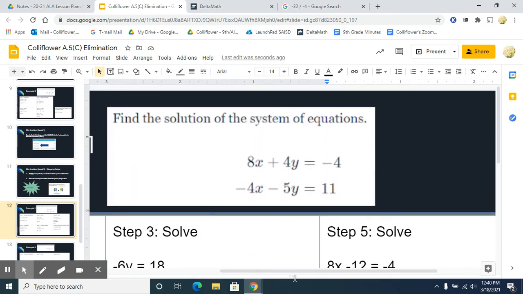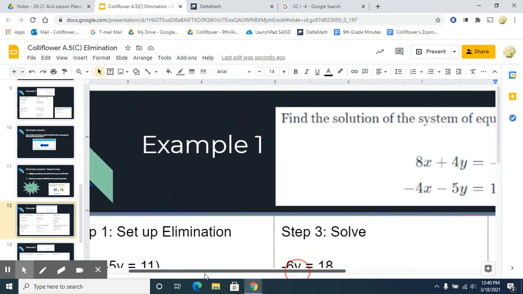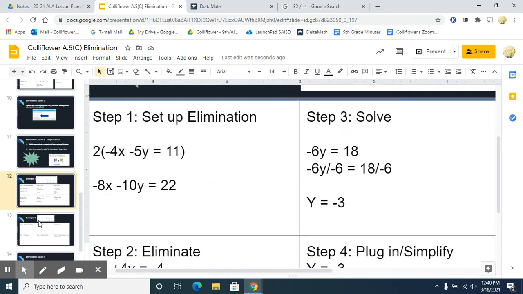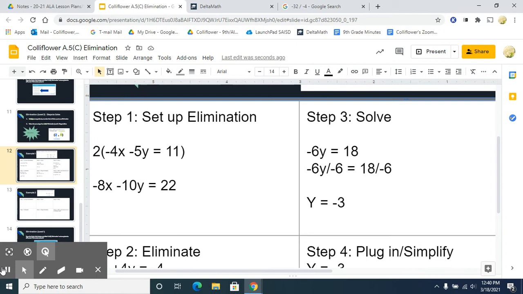Pause the video right now and back up to see if you have any questions about any of these steps before we go into question 2.